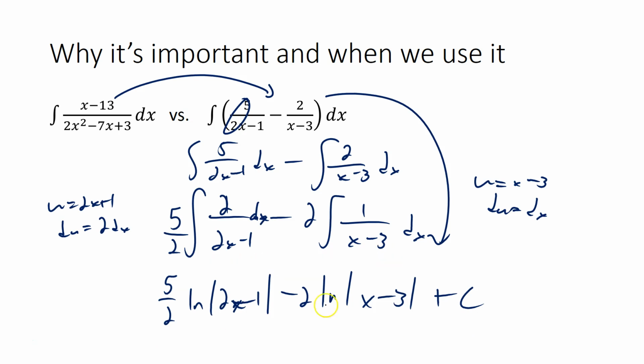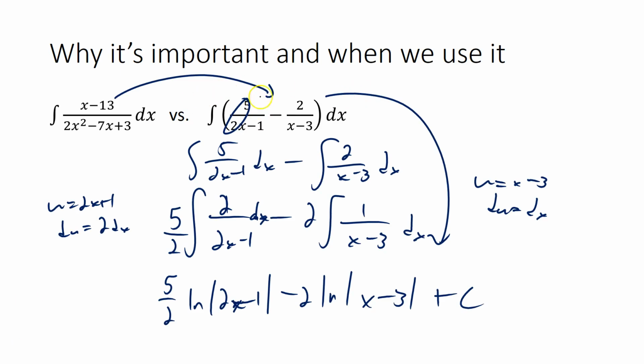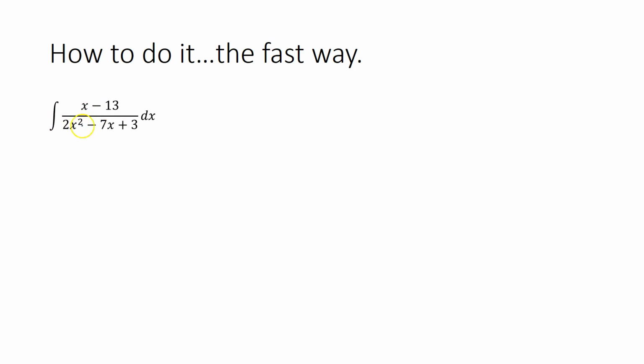So let's take a look at it like this. All right, let's see what's going on. So here's how to do it the fast way. I'm going to break this up into the pieces. I should be able to break this up into 5 over 2x minus 1 and 2 over x minus 3. So the first thing I'm going to do is factor the bottom.